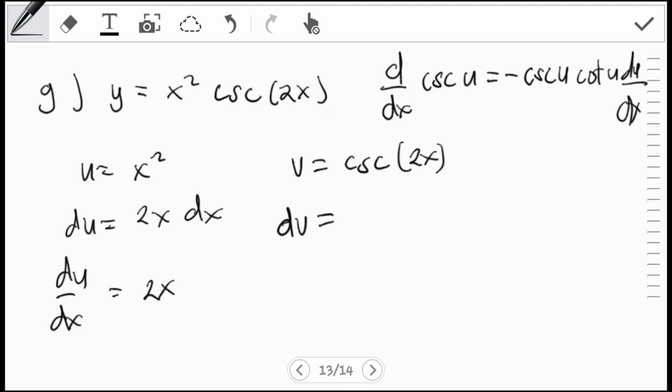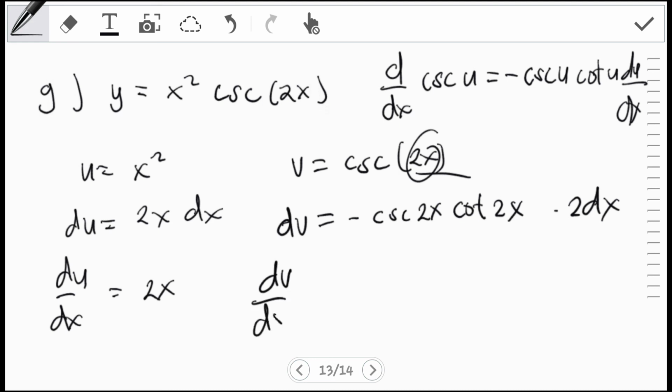Okay, so negative cosecant 2x then cot 2x or cotangent 2x, then du over dx, the derivative of 2x, that is 2. Okay, so multiply by 2 dx. Okay, so therefore, dv over dx is equals to negative 2 cosecant 2x times cotangent 2x.